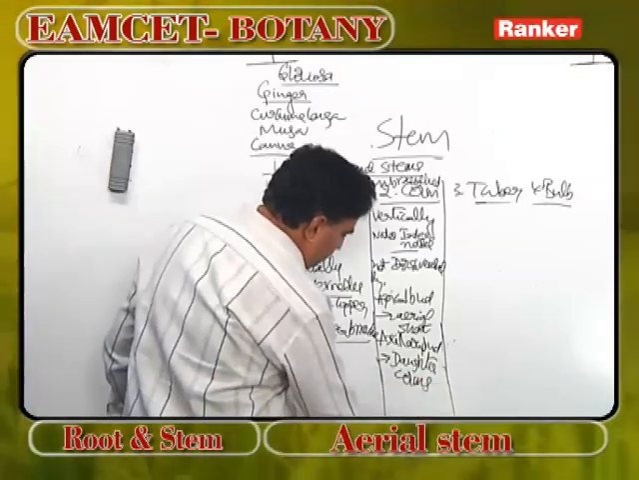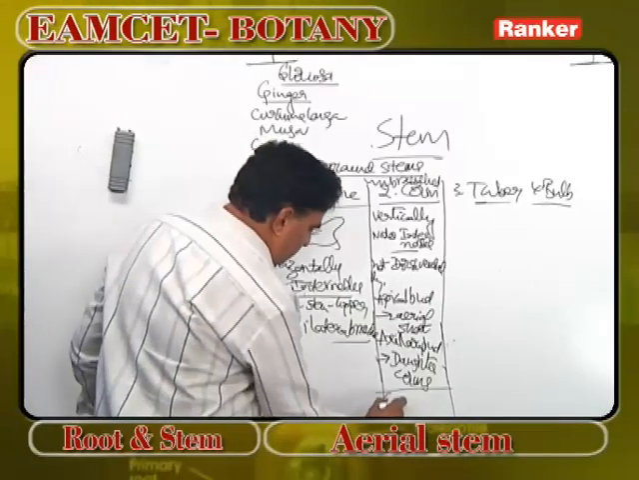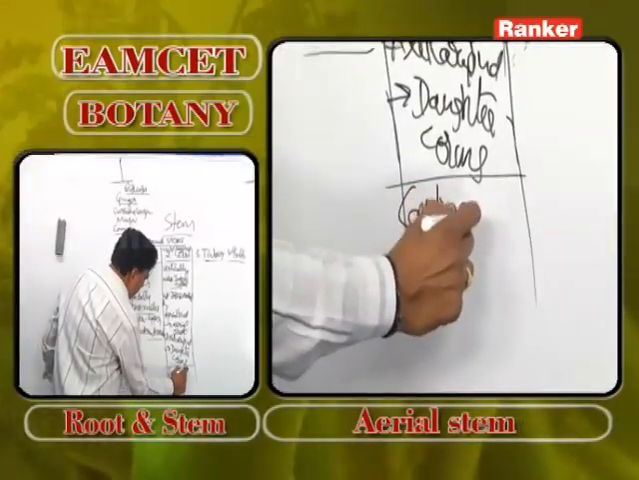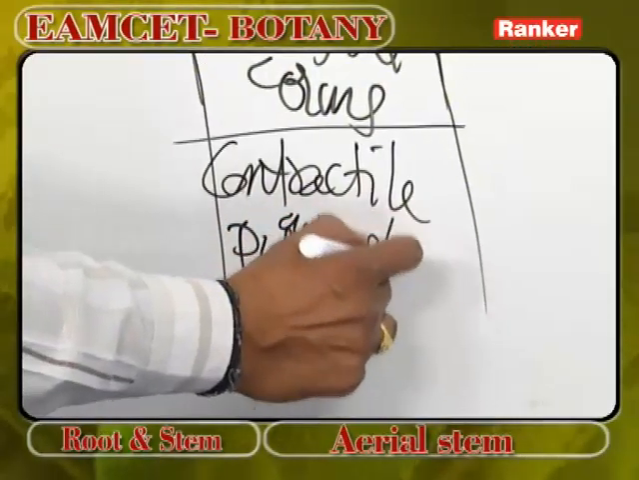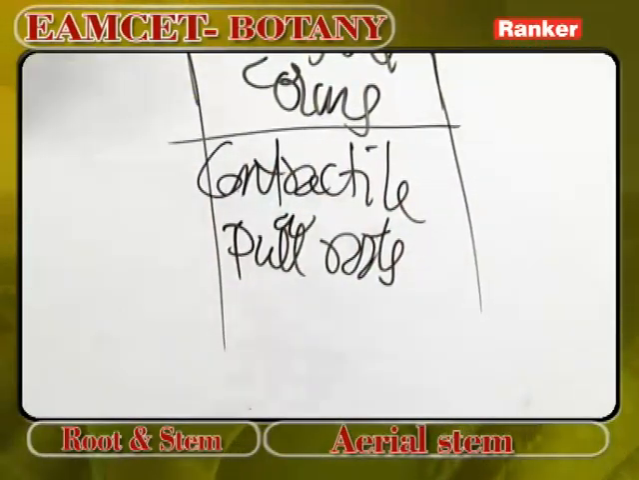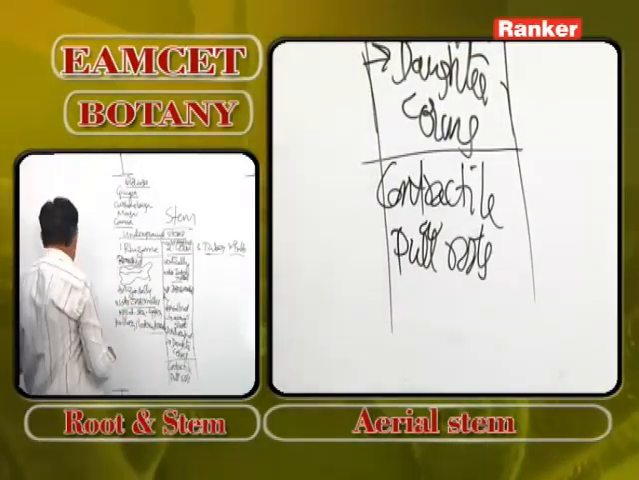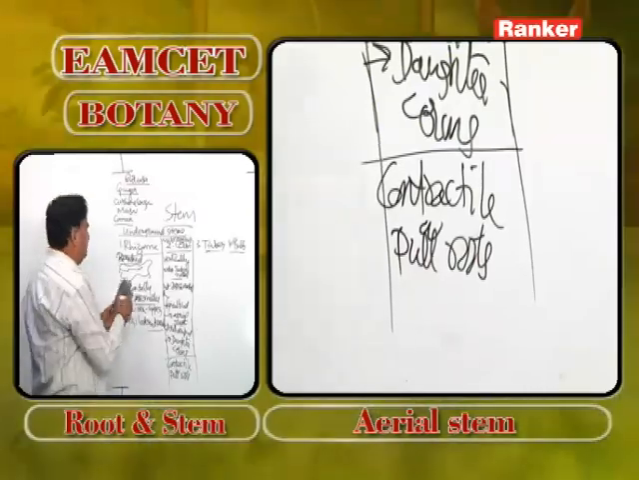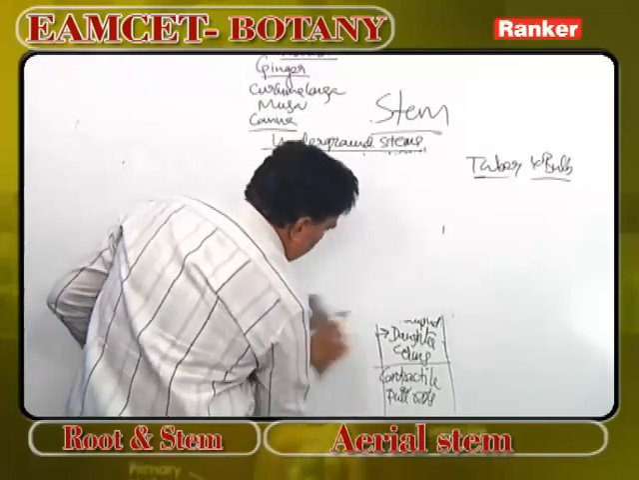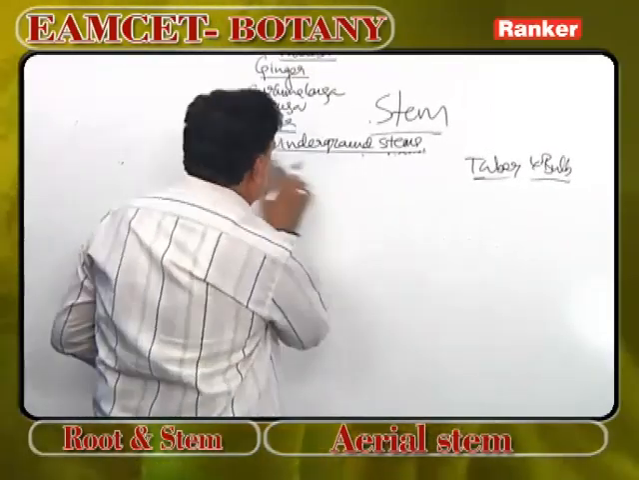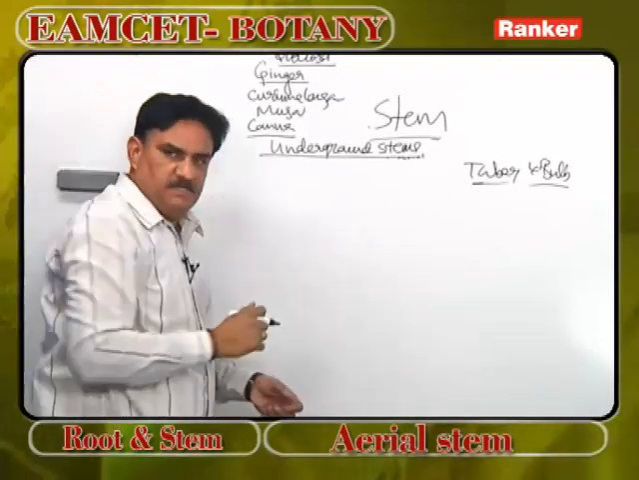another important feature is culms are placed at a particular depth in the soil with the help of specially modified adventitious roots called contractile roots or pull roots. Contractile roots or pull roots are found only in culms, and culms are placed at a particular depth in the soil.